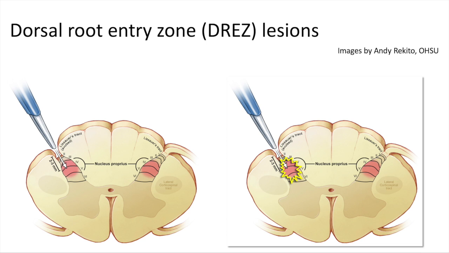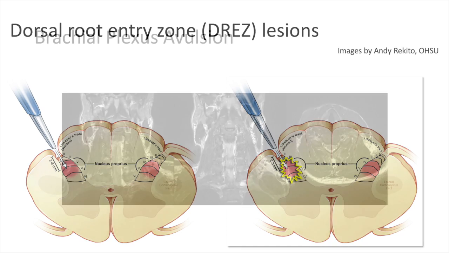Dorsal root entry zone, or DREZ lesions, a myelotomy directed to the superficial layers of the dorsal horn, has been performed for a variety of painful conditions, including brachial and lumbosacral avulsion pain syndromes, spinal cord injury pain, and thoracic postherpetic neuralgia. The goal of this surgery is to eliminate what is thought to be the generator of pain located in the deeper layers of the dorsal horn, which contain the wide dynamic range neurons.